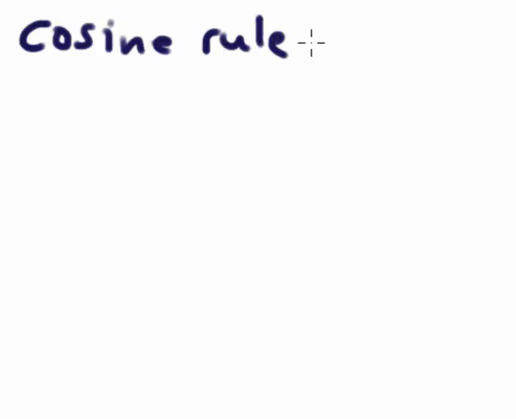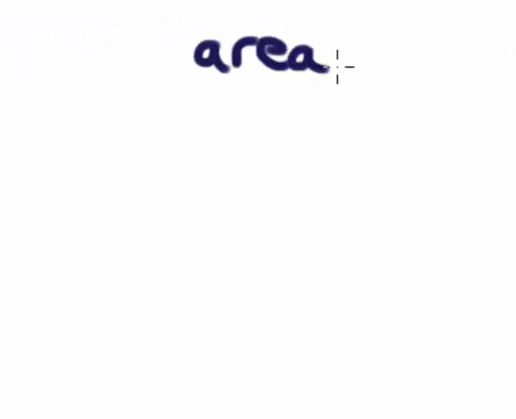Right, grade 12s. Let's continue with trigonometry. Particularly, let's look at the cosine rule now. The cosine rule and the area rule. Okay, we've looked at the sine rule in the previous lesson. So what is the cos rule?